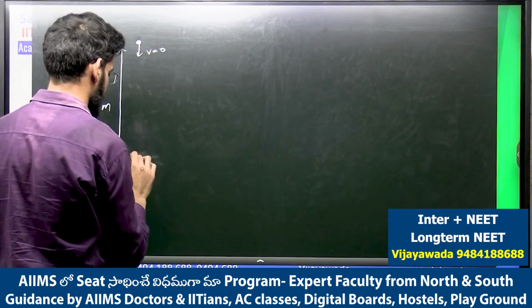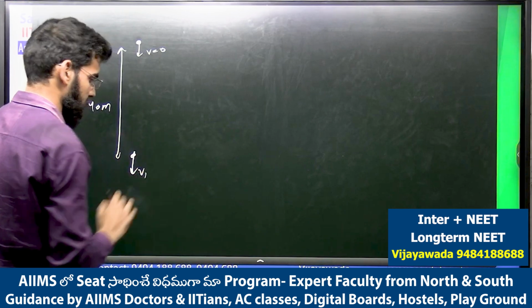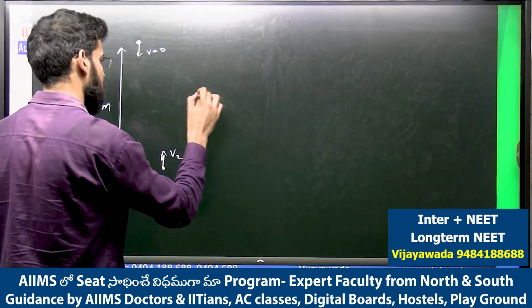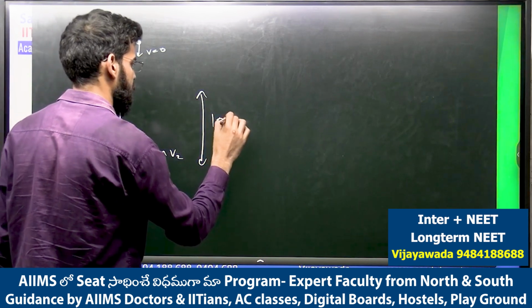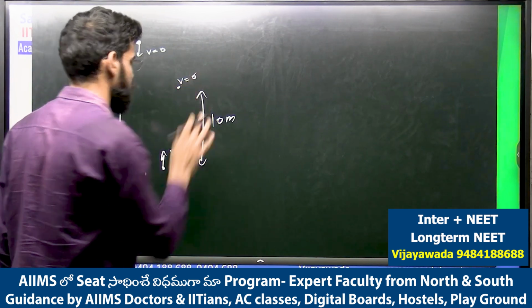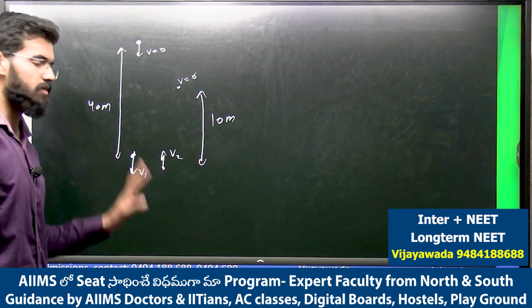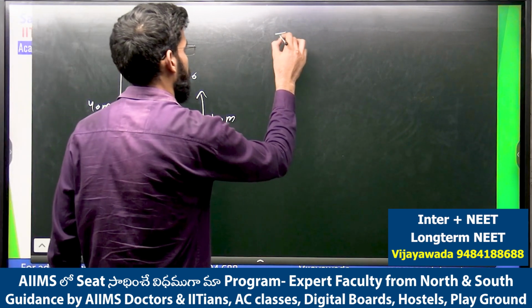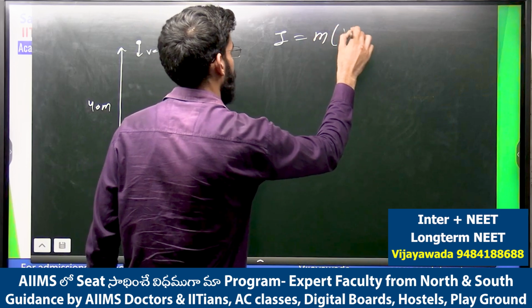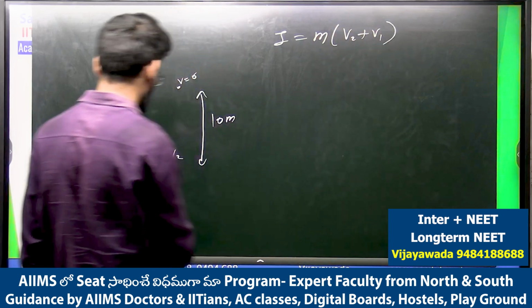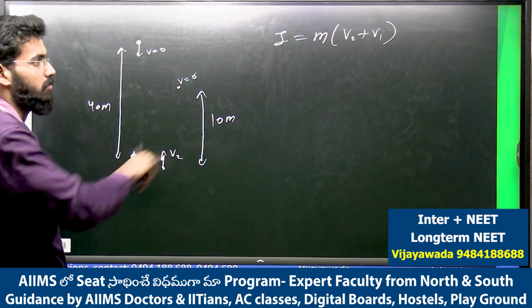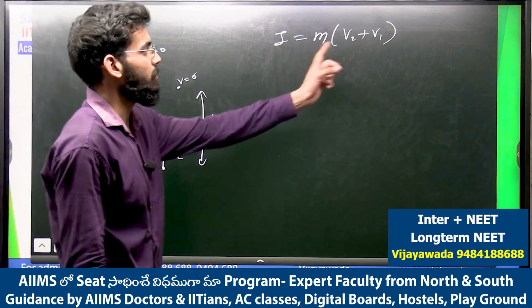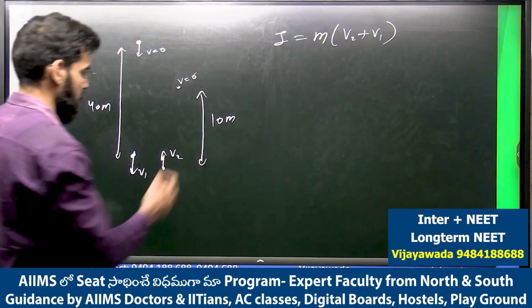Okay, and maybe it hits with the velocity v1, let's say, and rebounds with a velocity v2. So it rebounded to a height of 10 meters, and there v equals 0. That's it. This change in momentum that you will find out is only your impulse. So your impulse is nothing but m into (v2 plus v1), because here minus minus will become plus: v2 minus of minus v1, that is plus v1. So this will become m into (v1 plus v2). Okay, let's find out v1 and v2.